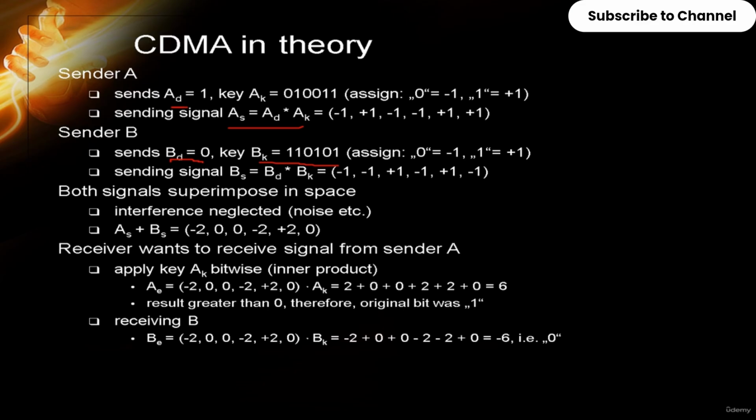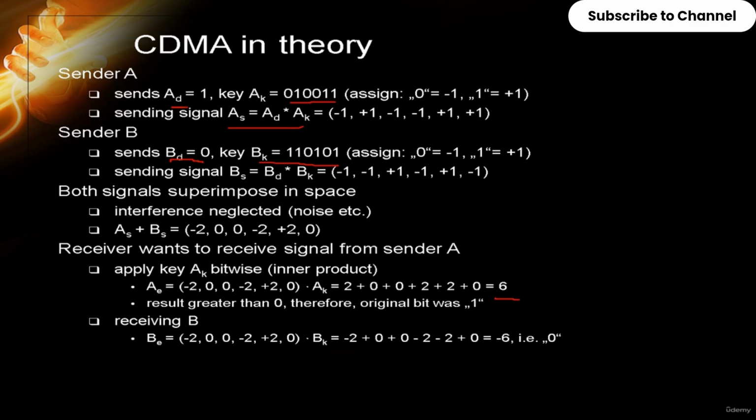Now the receiver wants to receive the signals from sender A. So now it applies the key bitwise, that is the inner product. So the inner product of this sum with the key AK, we have this value. So when we are doing the inner product, we got the value as 6.